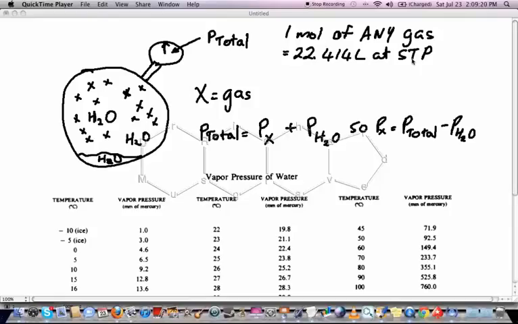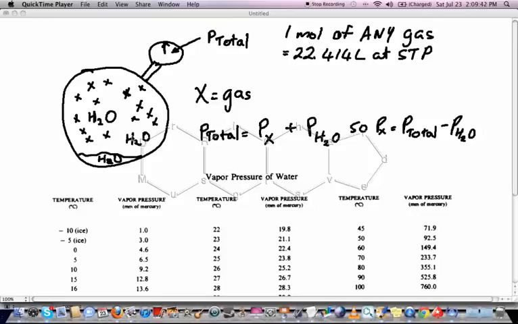4 liters at STP. In fact, 1 mole of any gas will take up the same volume at any temperature. So what I'm saying is it doesn't matter what the gas is, it'll always take up the same number of liters. So what we're saying is that there's a relationship between moles and the volume they take up. That means there's also a relationship between moles and the pressure that they take up.